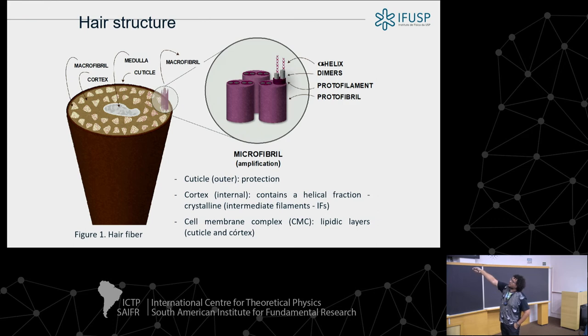Cuticle, this outer part that we actually see, the cortex, this inner part, and gluing all this together, we have what we call cell membrane complex. But this is a very strong simplification. Here is a very hierarchical structure, starting from, let's say, micrometer size down to almost angstrom size. And since we have all these features in the nanoscale, X-rays are a very interesting way to investigate this.